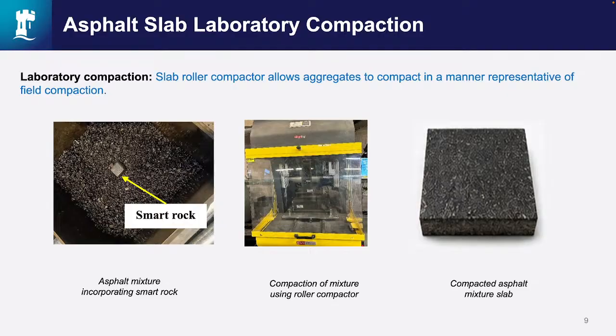So how do we do that? Yeah, so we tried to fabricate specimens in the lab with different gradations and so on, but it had something called a smart rock, which would give the information from the pavement for us to integrate into the virtual model.